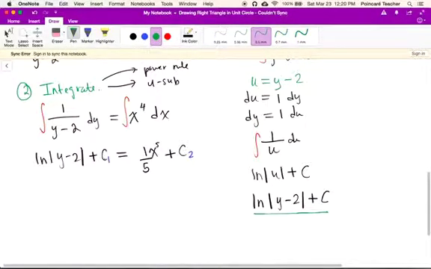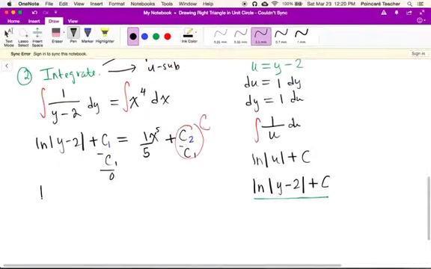I'm going to bring these two constants together. So I'm just going to subtract c1, and this will happen every time. So this will be 0, and then these two, I'm just going to put them together as one large c. So my equation, just cleaned up a little bit, will be ln of y minus 2 equals 1/5 x to the fifth plus c.